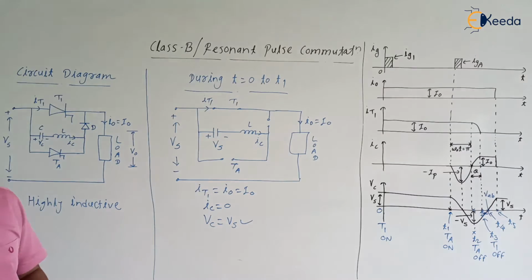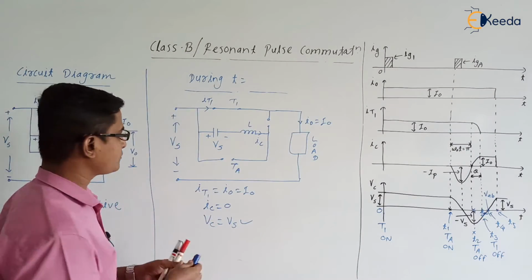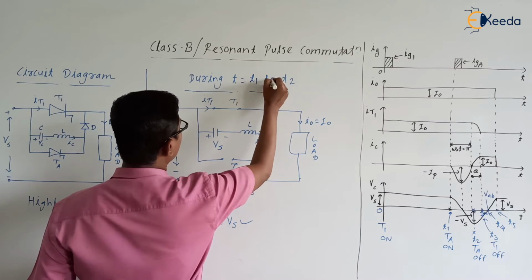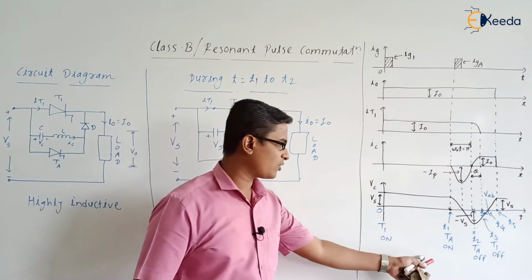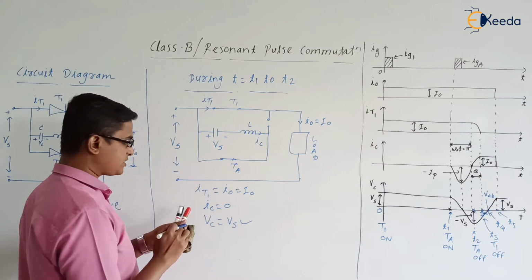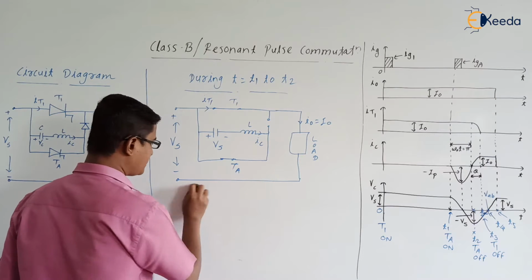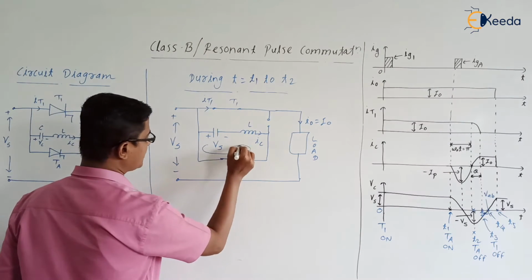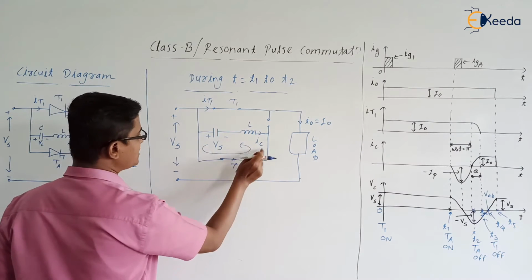During t equal to t1 to t2, what will change? At t1 we are going to turn on the thyristor Ta. So when Ta is turned on, during t1 to t2, the capacitor starts discharging in this loop. The capacitor is discharging.